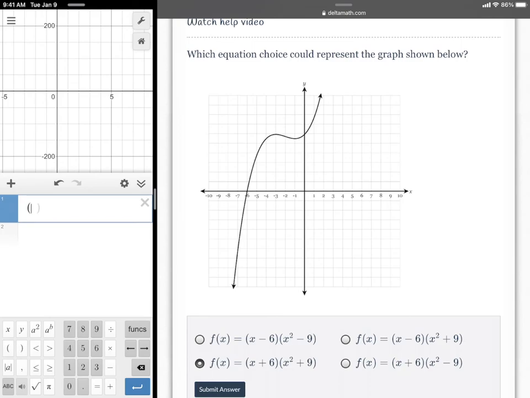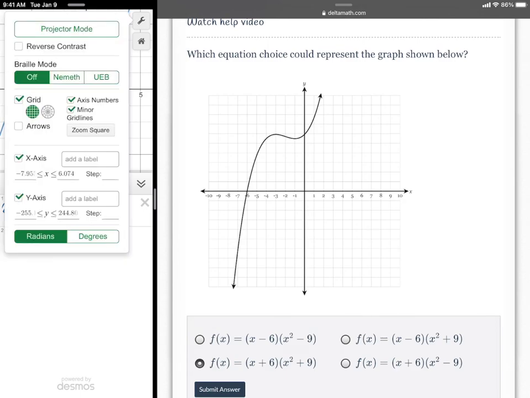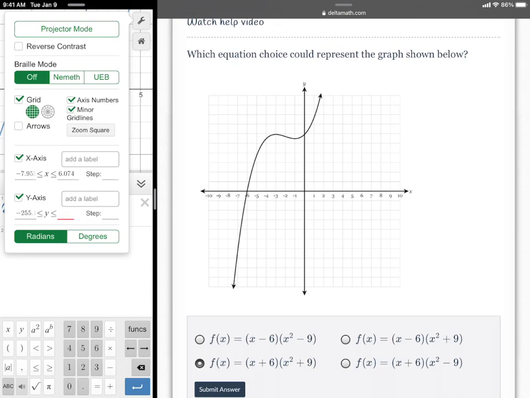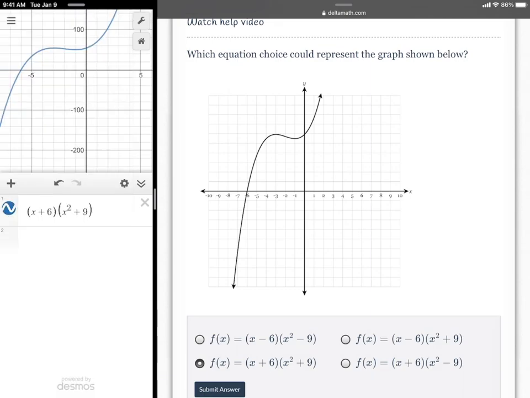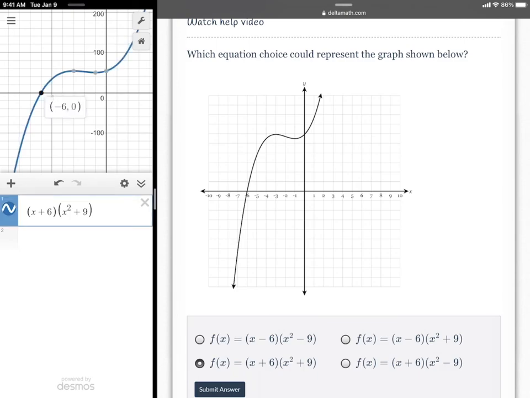And so let's just see what this would look like. X plus 6 times x squared plus 9. And so there we go, right? It's going to be a little bit stretched compared to our graph, and you can play around with this thing. Let's maybe make it only go up to 150, make it look a little bit more like our graph here. But at the end of the day, what you are looking for is the correct 0 here, which we do in fact have. We have the one correct 0 at -6, 0. So that's just how you could use the graphing calculator to help you answer these STAAR questions today.